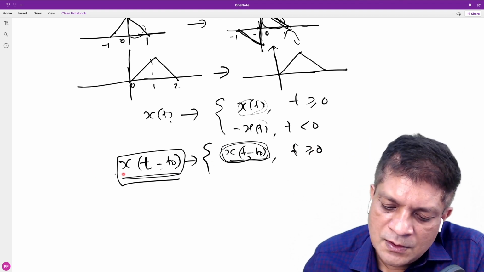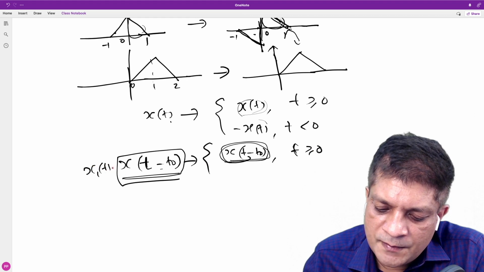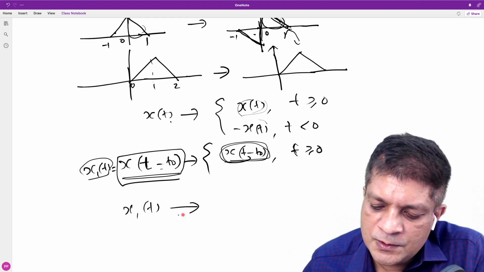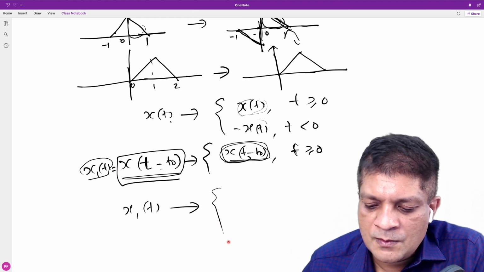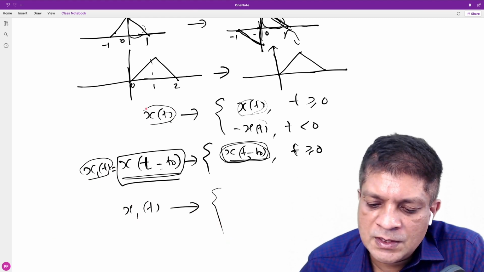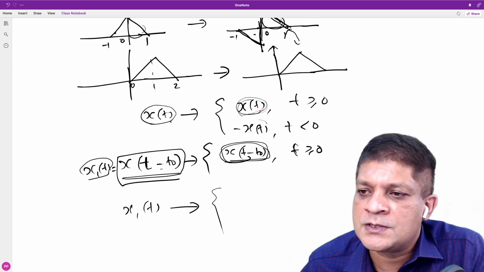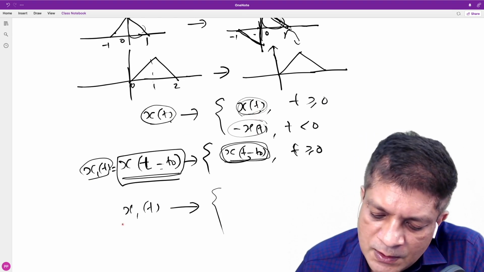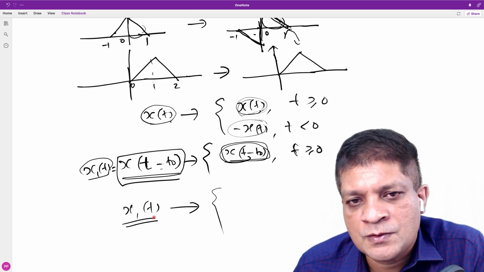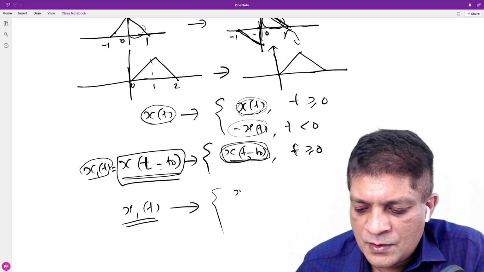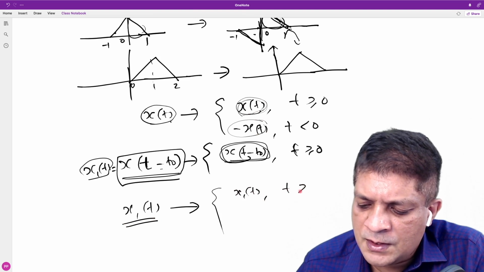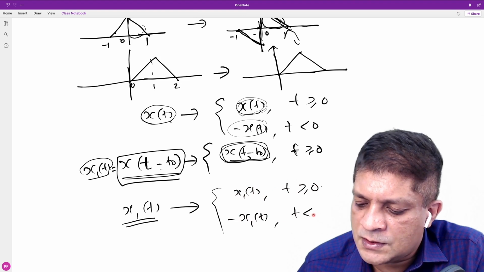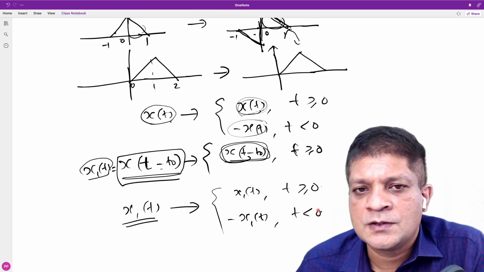If you consider, let's say this is x1(t), you are giving an input x1(t). What will be the output? Whatever is the input for the positive values, it is keeping the same, and negative values, it is multiplying with -1. If x1(t) is the input, what will be the output? Is it x1(t) for t greater than or equal to 0 and minus x1(t) for t less than 0? Is it the system output?